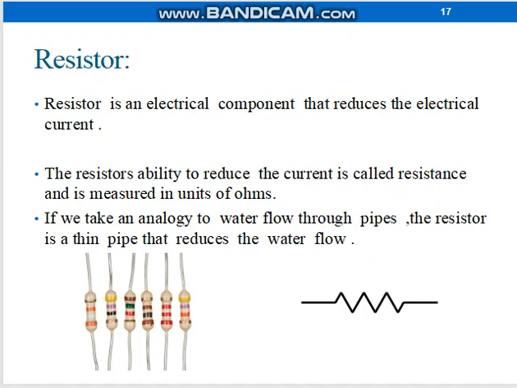Here is some information about the resistor as well. A resistor is an electrical component that reduces the electrical current. The resistor's ability to reduce the current is called resistance, and it is measured in the units of ohms. Moreover, if we take an analogy to water flow through pipes, the resistor is a thin pipe that reduces the water flow. Some of the resistors are shown in the figure.